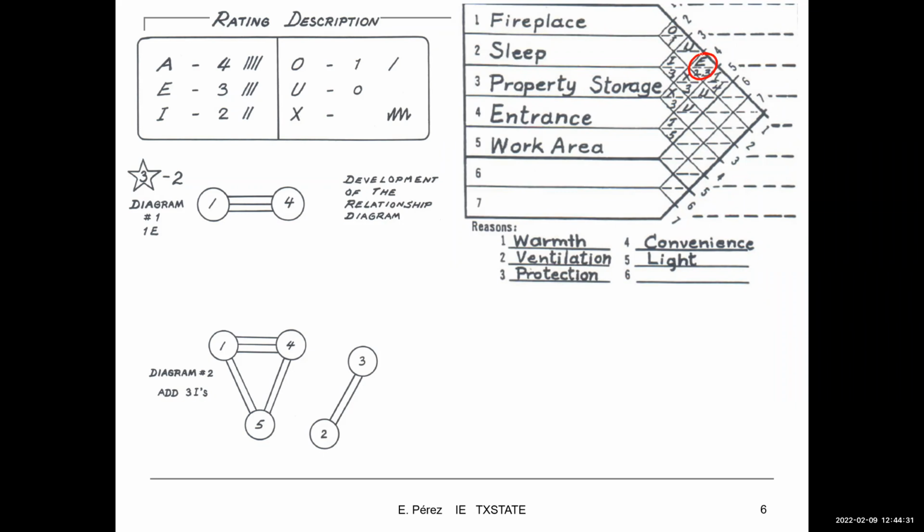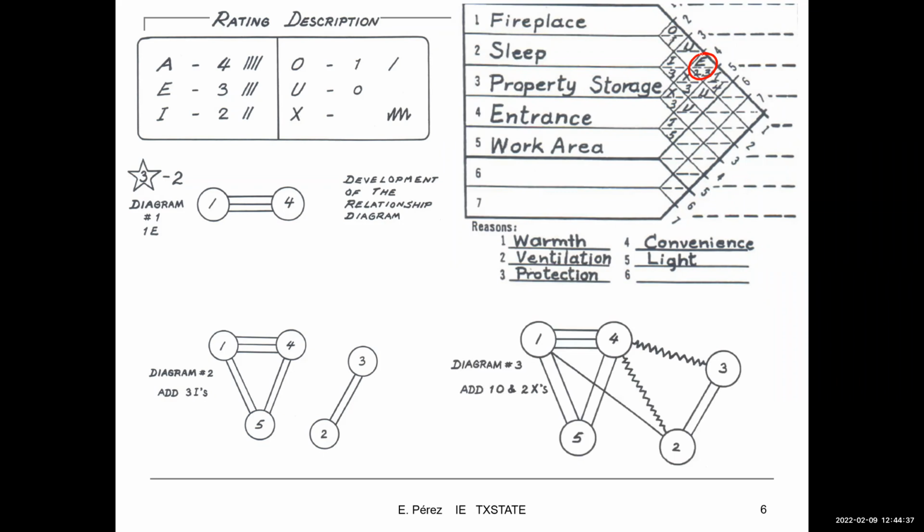And then we keep adding to our diagram number 2, we're adding 5, and then 2 and 3. And then until we get to diagram 3, that illustrates that these 2 must be close to each other. 4 and 3 must be separated, and 4 and 2 must be separated as much as possible. 1 and 5 should be next to each other, 4 and 5 too. And 1 and 4, it's really not necessary, but if you put them together, there's no problem with that.